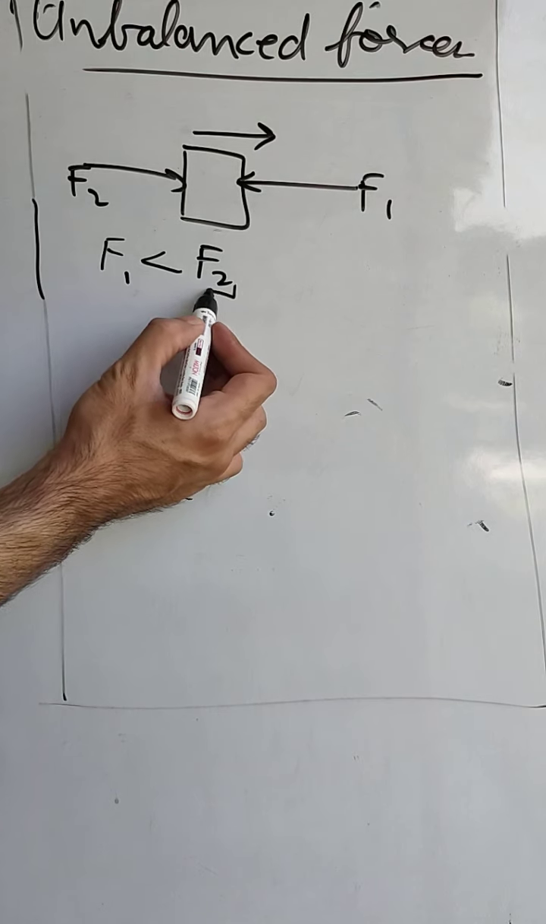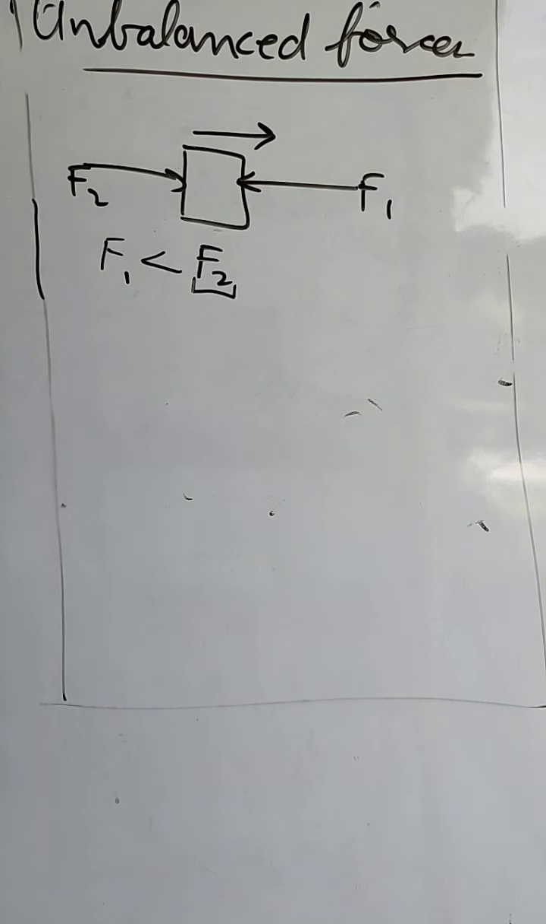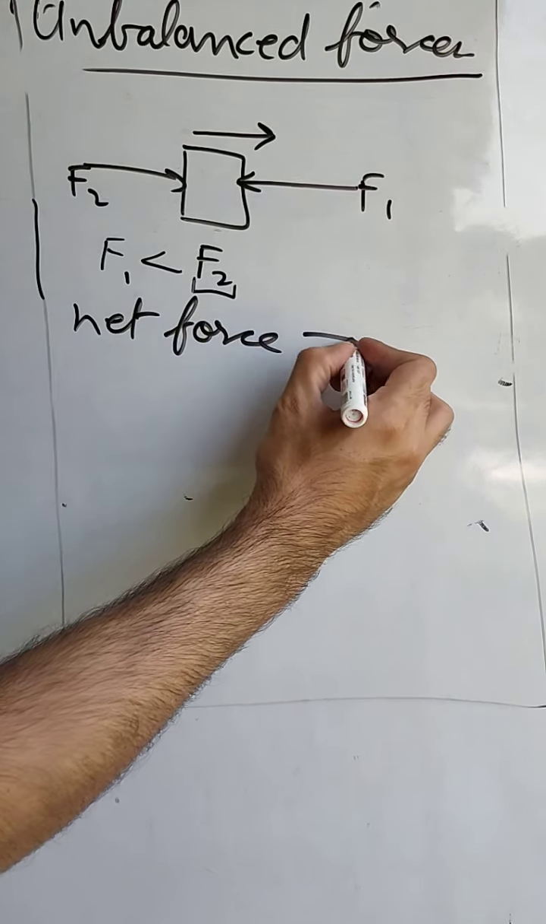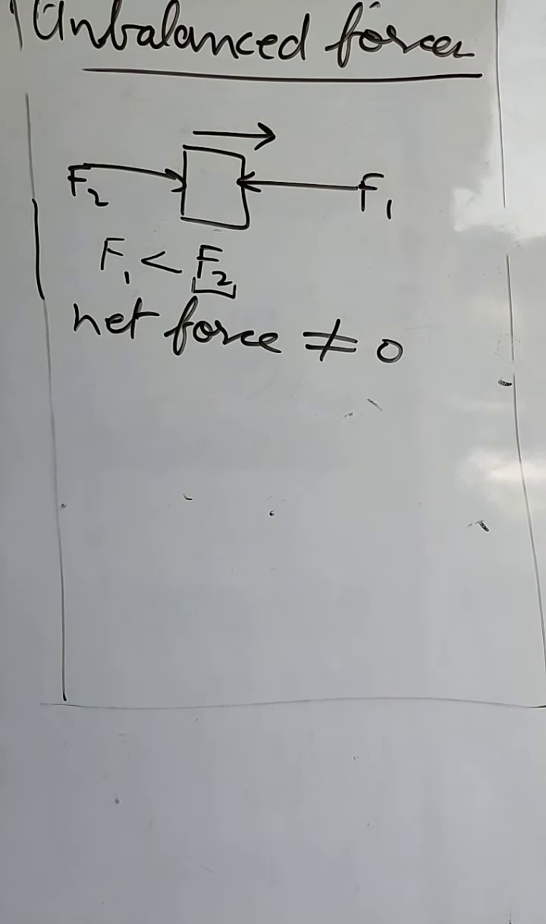That is the direction of greater force. Why does this happen? Because the forces are not balanced, one force is greater than the other, that means the net force is not equal to 0. If it is not equal to 0, it will have some value and the body will start moving accordingly in the direction of force.